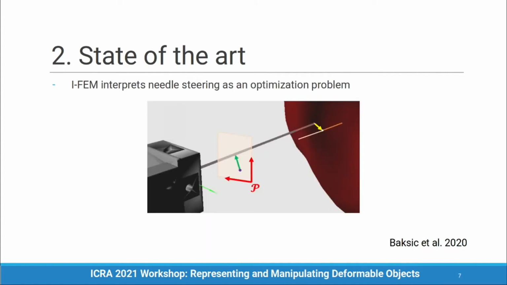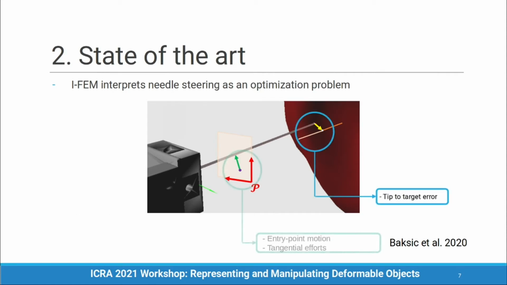IFEM interprets the needle steering as an optimization problem. It computes an end effector position which minimizes three objectives in the simulation: the tip-to-target error along the trajectory, the entry point motion, and the tangential efforts felt at the entry point. This solution is currently limited by the simulation complexity and can run at 20 Hz to perform robotic control.